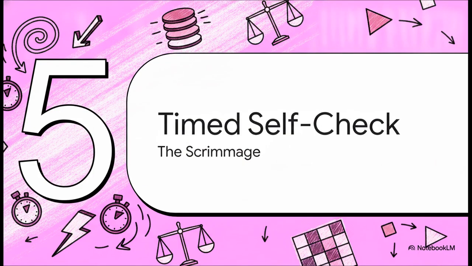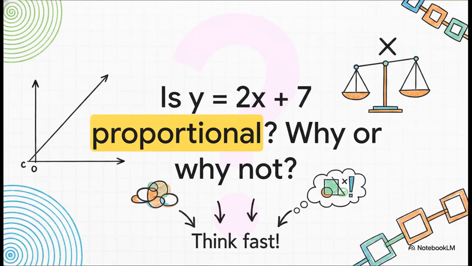Finally, Section 5. The timed self-check. The scrimmage. Okay, take a deep breath. This is our rapid-fire, low-stakes scrimmage. I'm going to ask a question, and I want you to shout out the answer in your head, or out loud. I really won't judge. Let's go. Question 1. Is the equation y equals 2x plus 7 proportional? Why or why not? Think fast.